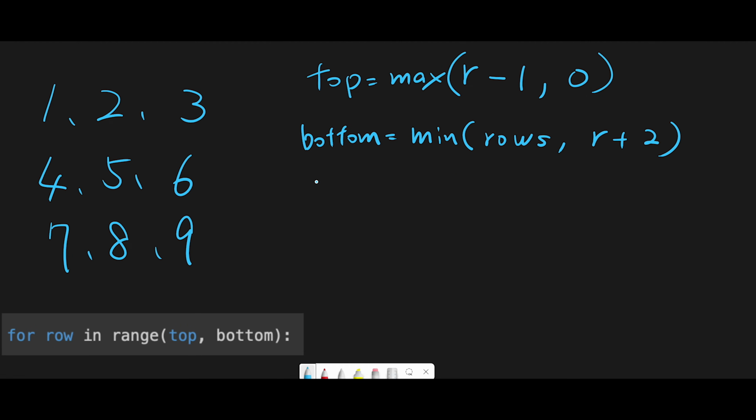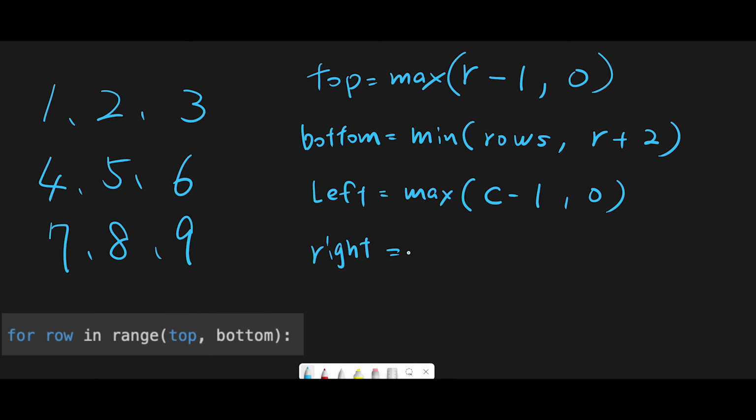Okay, so let's talk about our left and right. Let me explain left and right quickly. It's actually the same idea, so now you understand it very easily, I think. The left side should be the same as the top, so equal to max. The only difference is we have to check the column side, so c minus 1 versus 0, right? And then the right side is the same idea as the bottom side.